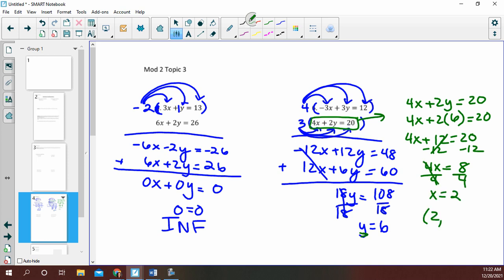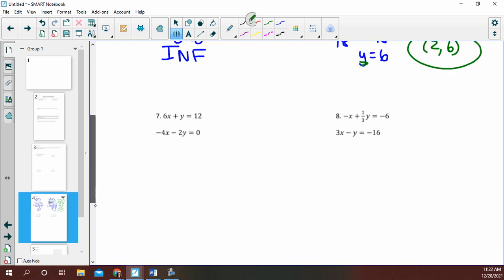And then remember, we write them as a coordinate point. So if I actually graph these, so got them in y equals mx plus b, we would get them crossing at 2, 6.